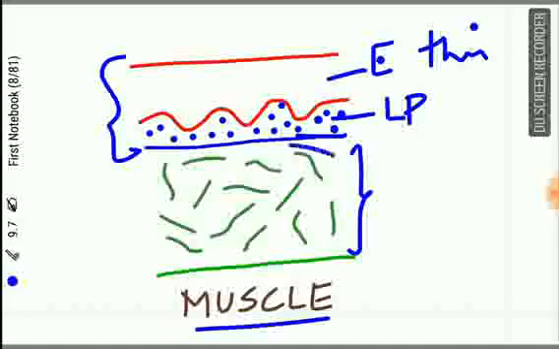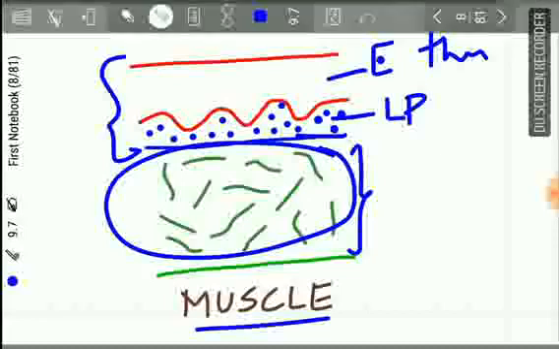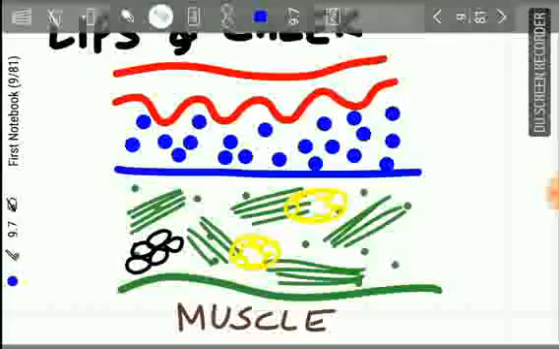Now this submucosa differs in different regions of the lining mucosa. It is different in the lip, it is different in the cheek, it is different in the soft palate, it is different in the tongue. Now let us study one by one in detail. First comes the lip and cheek mucosa.